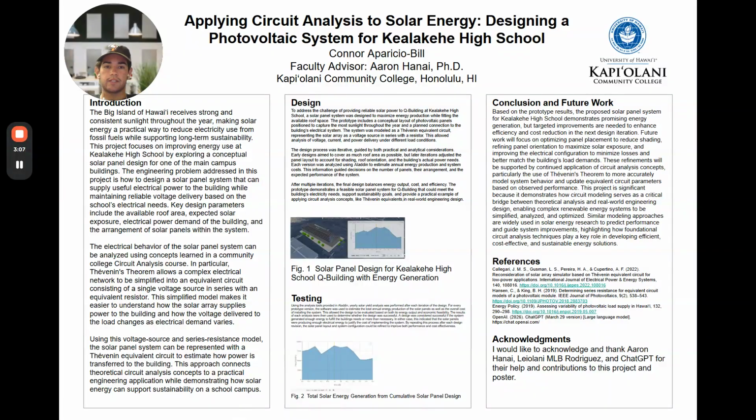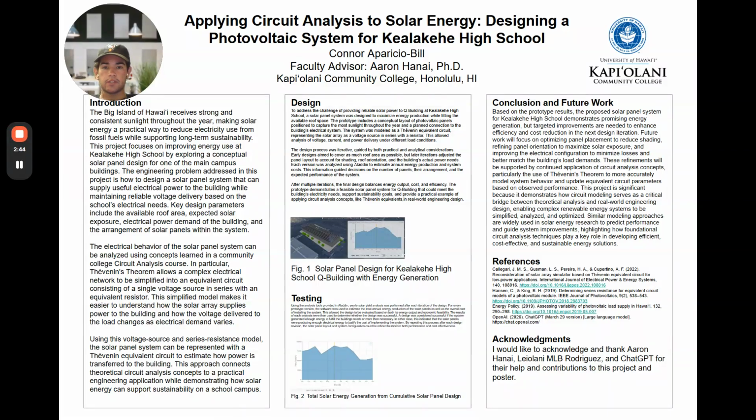The system was modeled as a Thevenin equivalent circuit, representing the solar array as a voltage source in series with a resistor. This allowed the analysis of voltage, current, and power delivery under different load conditions. The design process was iterative, guided by both practical and analytical considerations. Early designs aimed to cover as much roof area as possible, but later iterations adjusted the panel layout to account for shading, roof orientation, and the building's actual power needs.